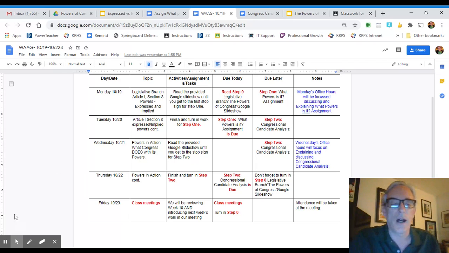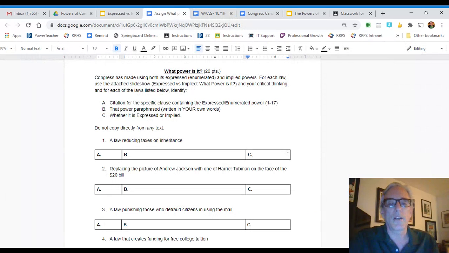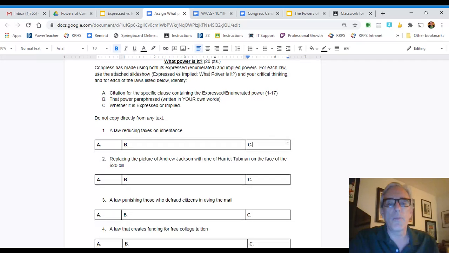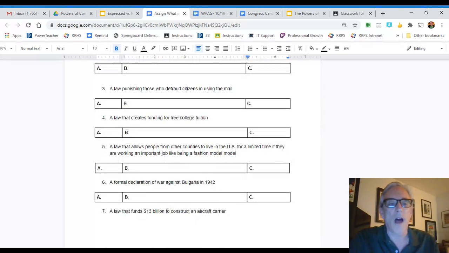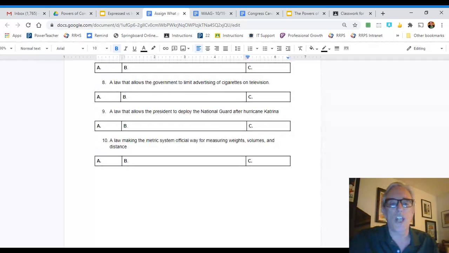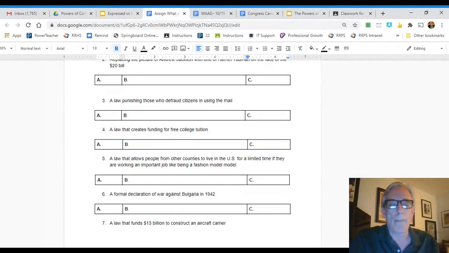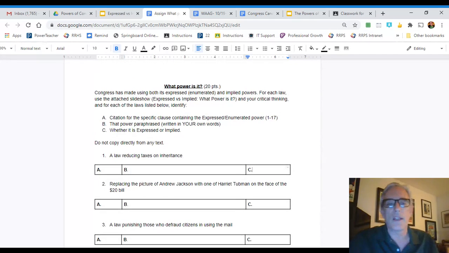That will be the topic of our first assignment, which is the what powers is it assignment. And for this assignment, and I'll take a quick look at it here, you're simply going to be looking at 10 laws that have either been made by Congress or which have been suggested by members of Congress. And you're going to find in Article 1, Section 8, clauses 1 through 17, where they get the power to make that law.